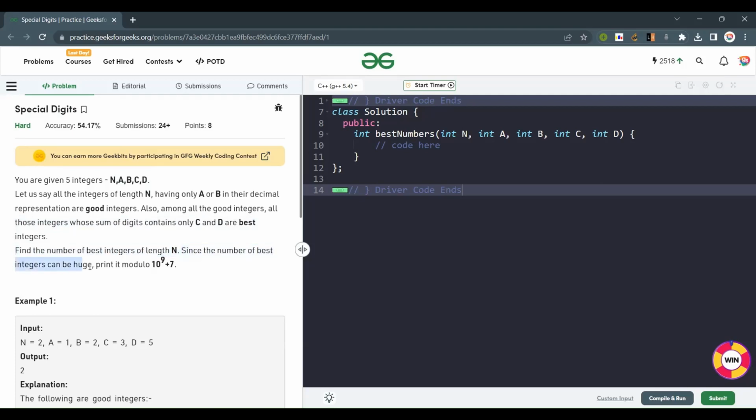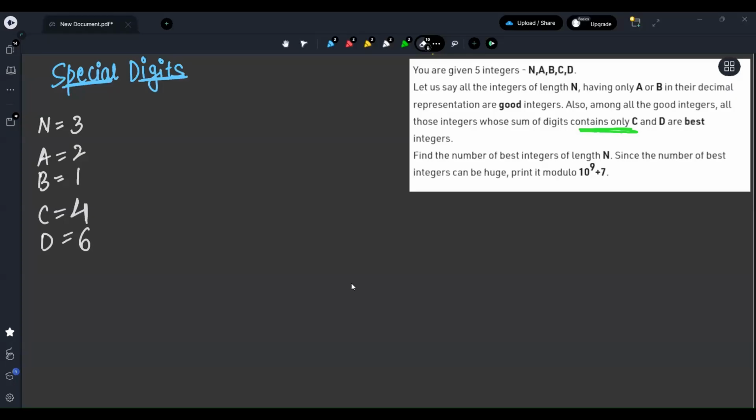Since the number of best integers can be huge, print it modulo 10 to the power 9 plus 7. Okay. So let's understand the problem with an example test case. We have n equals 3. So let's generate the good integers first.